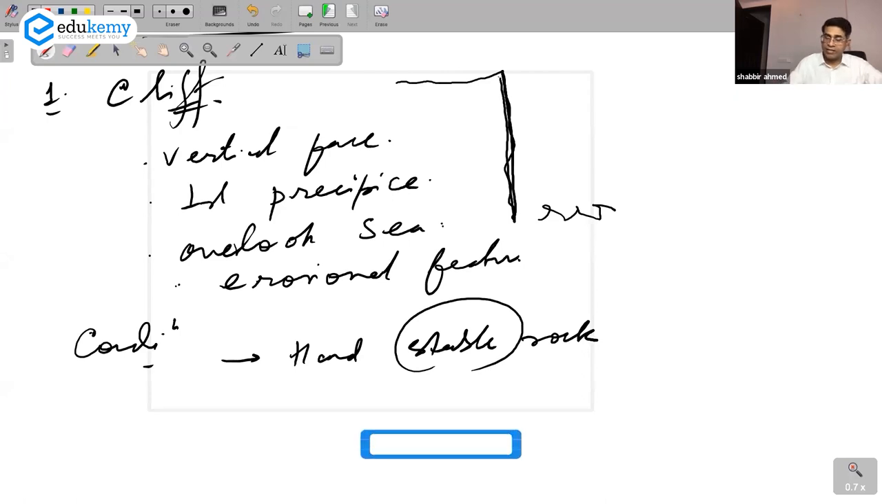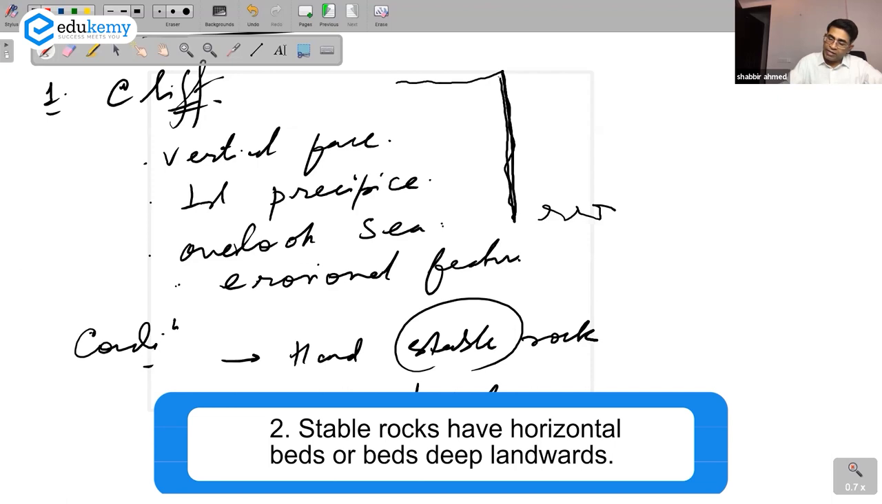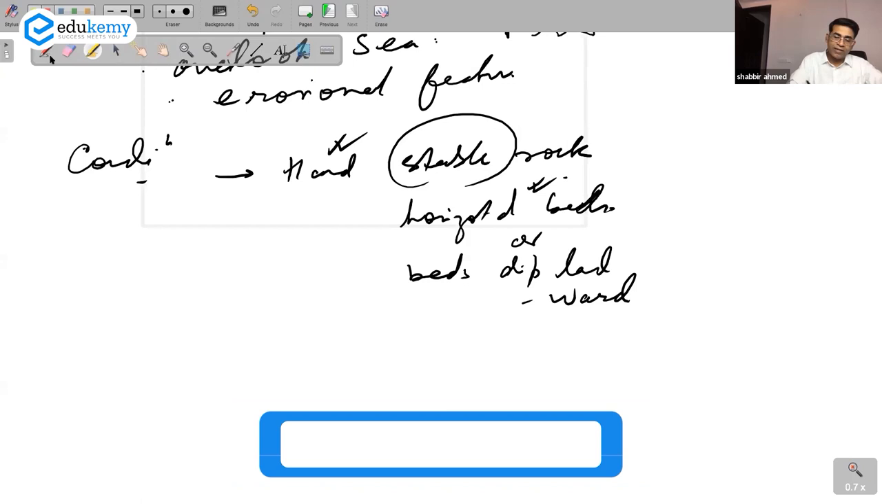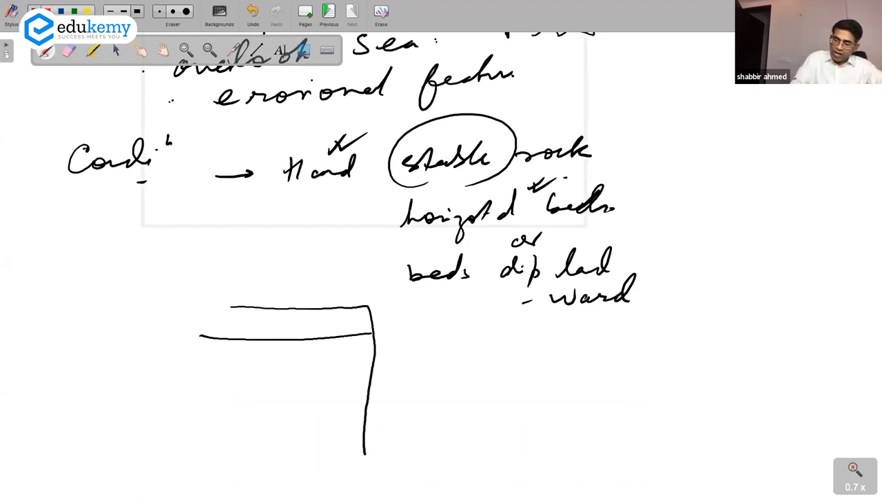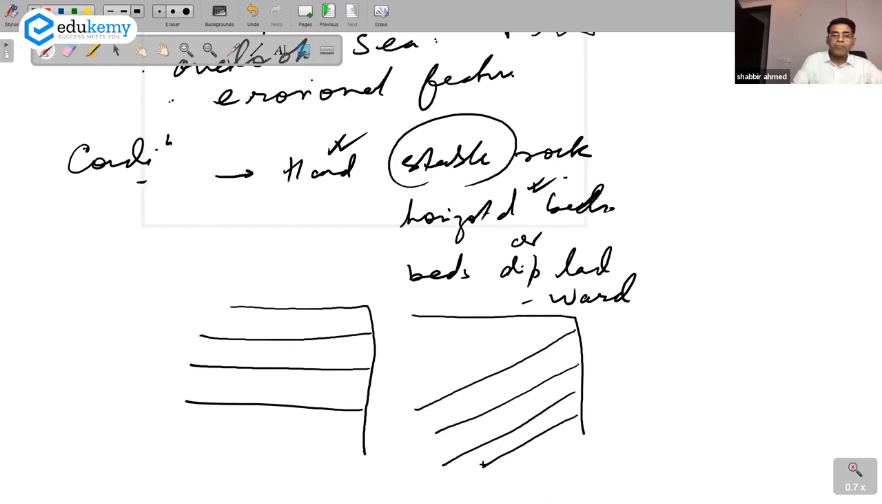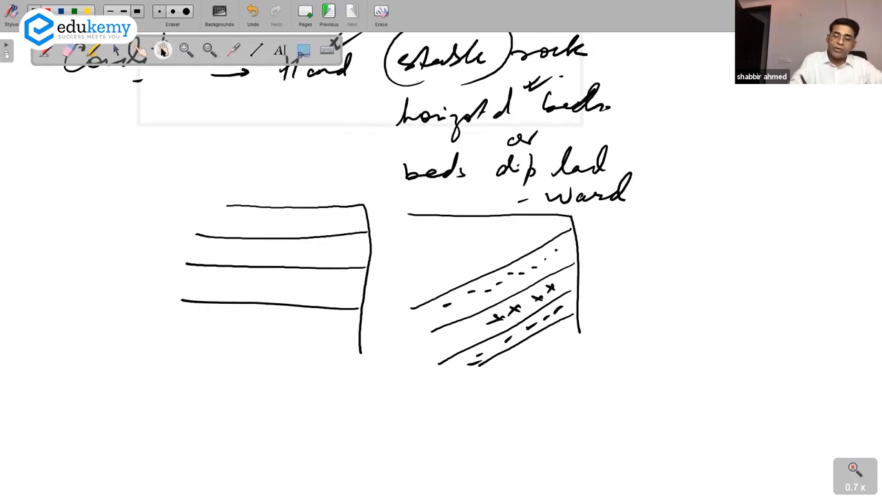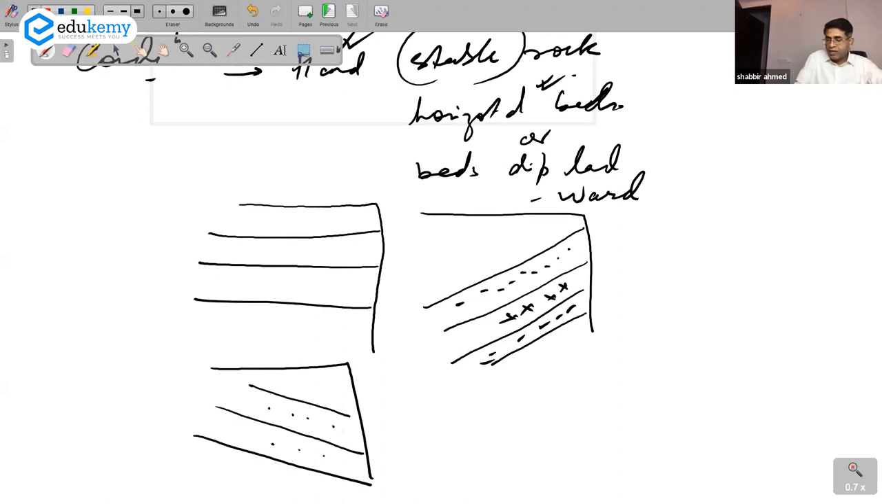For stability, what we require is horizontal beds, or the beds must dip landward. For stable rocks, the rocks must be hard, the beds must be horizontal, or they can dip landwards. What I mean by dipping landwards is, this is the cliff. Either the rocks are horizontal like this, or if they're dipping, they must dip towards the land like this. This is one layer of rock, this is another layer, this could be another layer. If the rocks are dipping seawards, the inclination of the beds, so this will slip, this will slip, this will slip, and a cliff will not form.